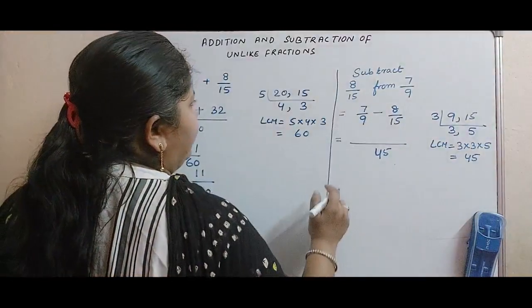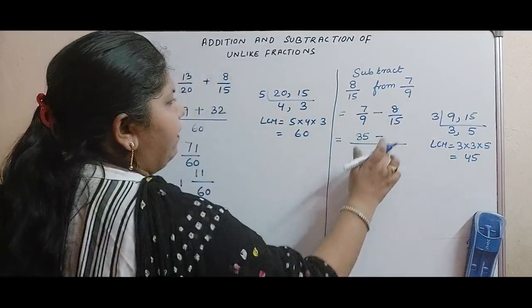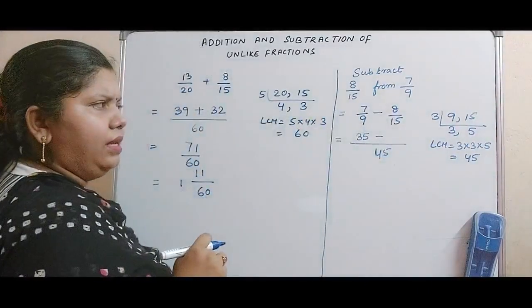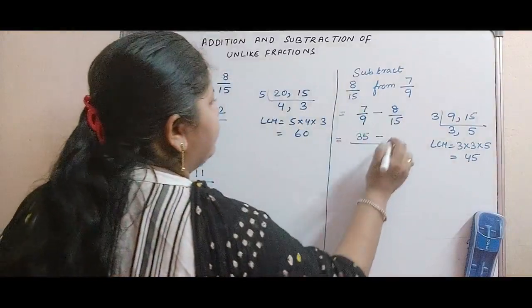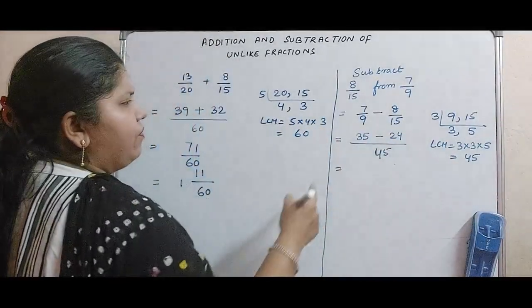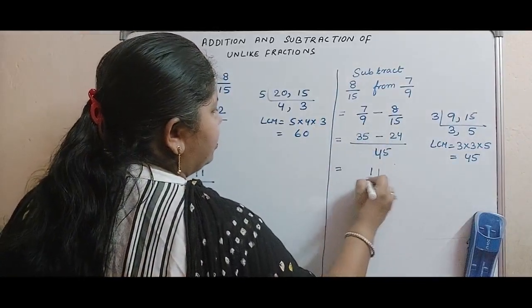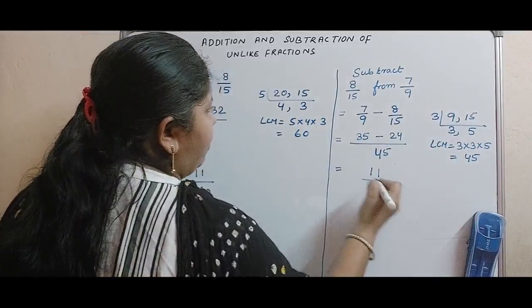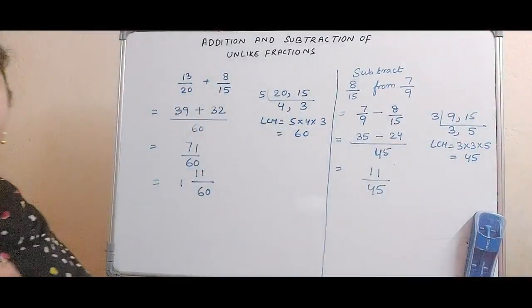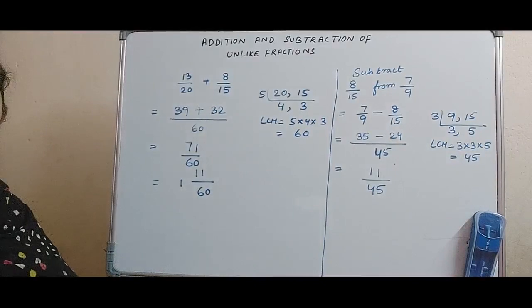5 into 7 is 35, minus 45 divided by 15, that is 3. 3 into 8 is what? It is 24. Now do the subtraction. 5 minus 4 is 1. 3 minus 2 is 1. So we got 11 by 45 as the answer. So see how simple it is.